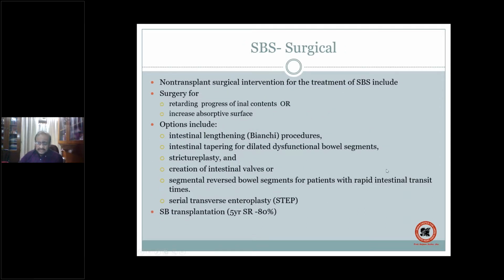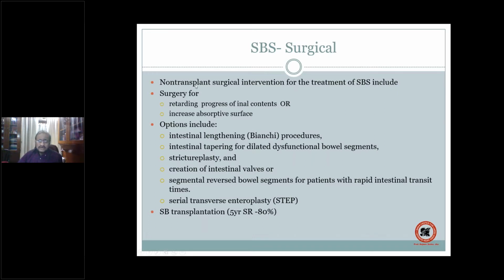Surgically, can we do something? As surgeons, what can we do? Number one, non-transplant surgical intervention and transplant surgical intervention. Small bowel transplantation has a very good 5-year survival rate of 80%. It is a reality. It is being done clinically also. Not so much in India, it is being done abroad, with a 5-year survival rate of 80%.